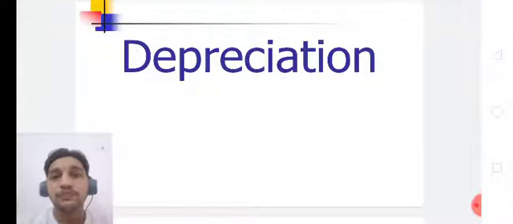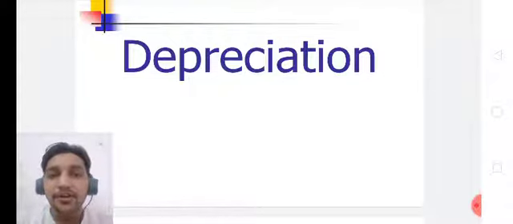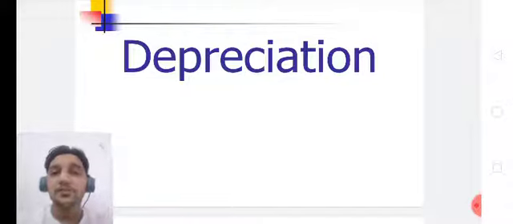Okay class, firstly we have to start with some basic information. We have to collect some basic information about this word, depreciation, and how we have to calculate it. So in this chapter we will study the word depreciation, how we have to create different types of fixed assets accounts, and how we have to create a provisions account. So class, let's start.